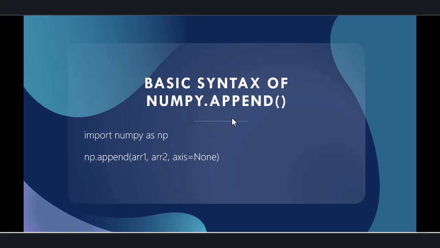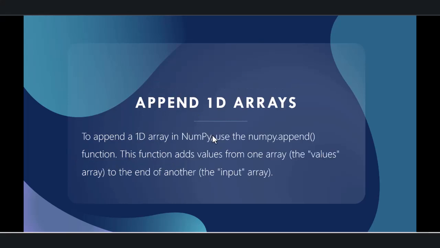First we'll import NumPy as np, then np dot append of array names, and axis will be none. There the axis was 0, here none; that was the concatenate function, and here the append function. Remember this, we'll use this in the example. Now we'll see how to append a 1D array.